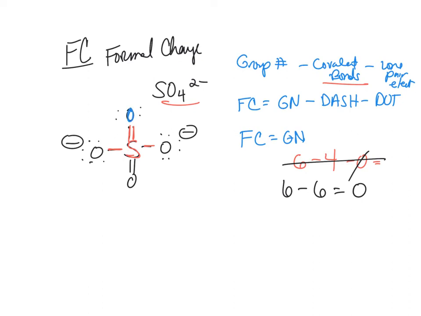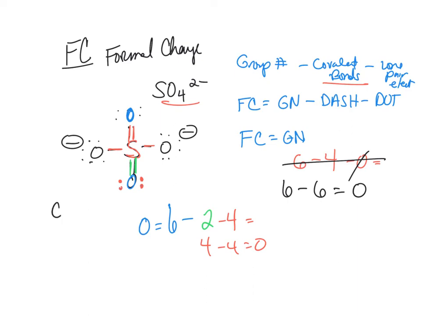Oxygen. Let's look at this oxygen, and let's look at this oxygen. Both of these will be the same. The group number is 6, minus 1, 2, 2 dashes, minus 1, 2, 3, 4, minus 4 dots. So 6 minus 2 is 4, minus 4 is 0. So these oxygens do not have a formal charge.